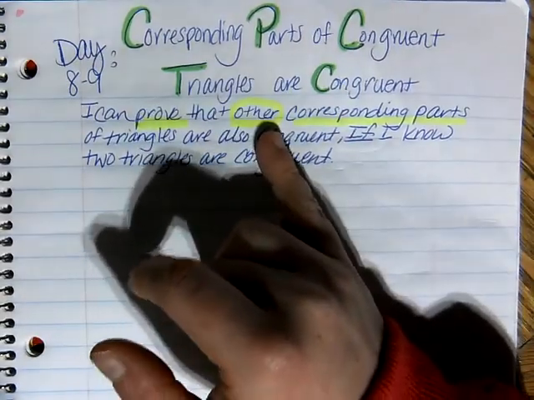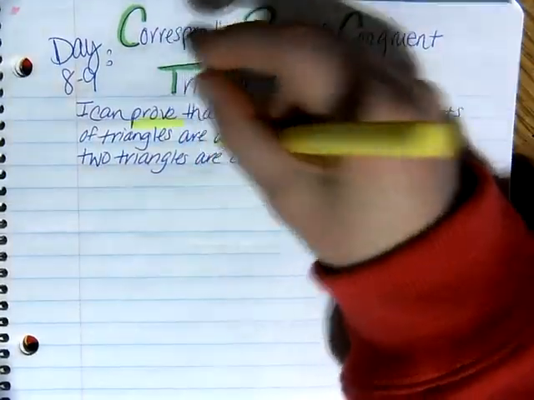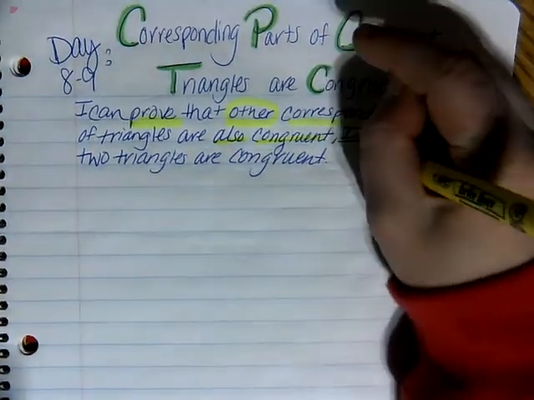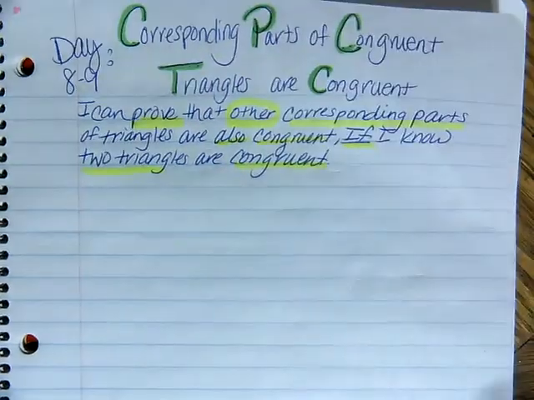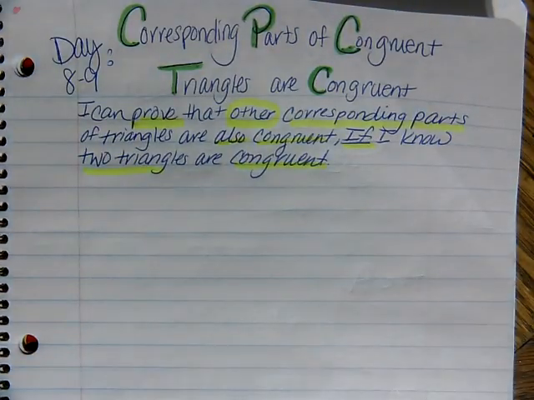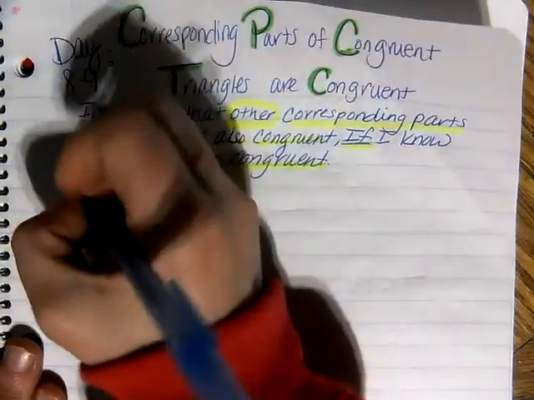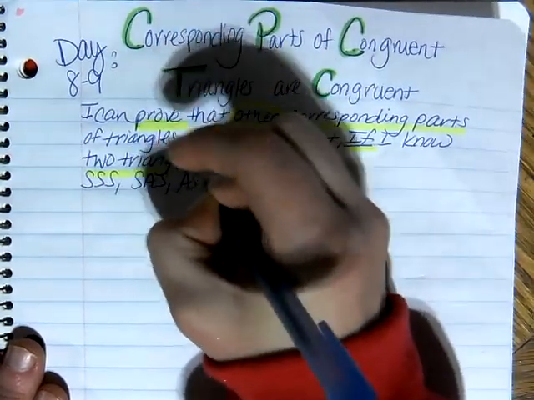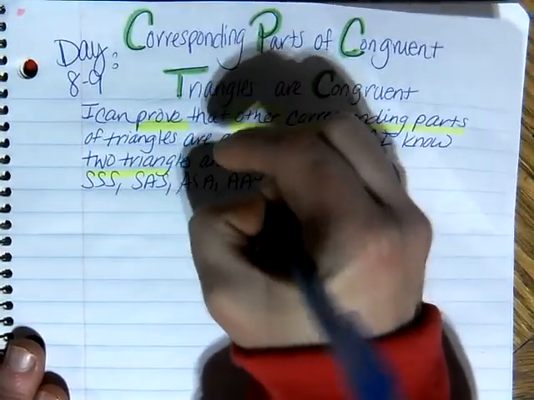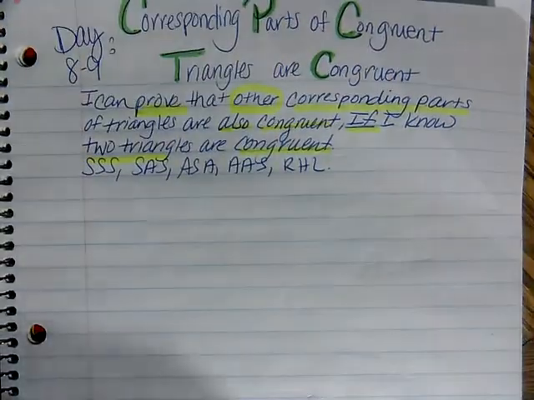So I can prove that other corresponding parts of triangles are also congruent if I know that the two triangles are congruent. What's going to happen is you are going to know or prove that two triangles are congruent, just like normal. We know that we can use side, side, side; side, angle, side; angle, side, angle; angle, angle, side; and RHL. These are all of the ways that we have learned how to prove triangles are congruent.